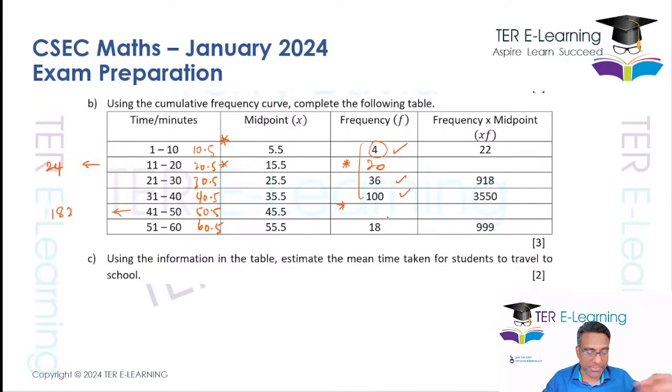Now let me just double check something here. That's 24 plus 36 plus 100. When you add up all of these frequencies here, you're going to get 160, but the cumulative frequency is 182. Therefore, to get the frequency I'm going to put here, it's going to be 182 minus 160, and that's going to give me 22. So this here is going to be a frequency of 22. Now this is one of those tricky questions.